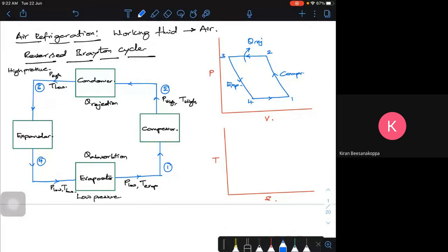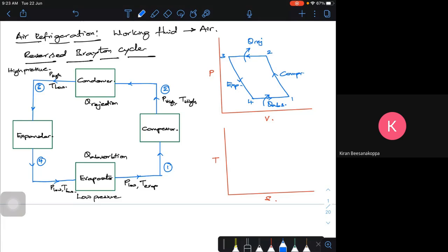See what we have here, I'm going to absorb the heat. So 4 to 1 is heat absorption, 1 to 2 is compression, 2 to 3 is heat rejection, and 3 to 4 is expansion. So you have two heat processes, heat absorption and heat rejection, and then one compression and the other expansion.